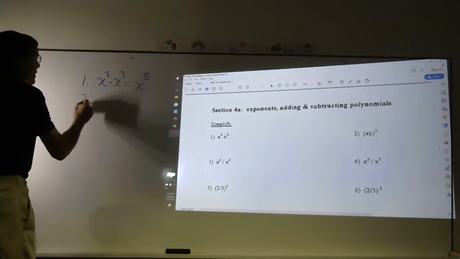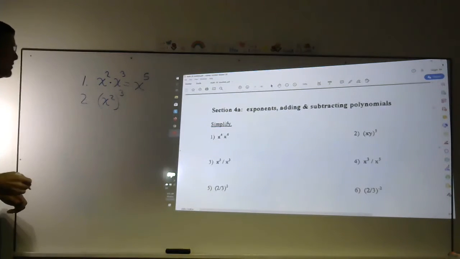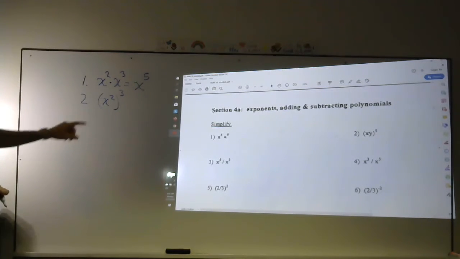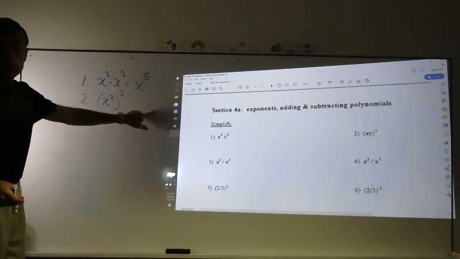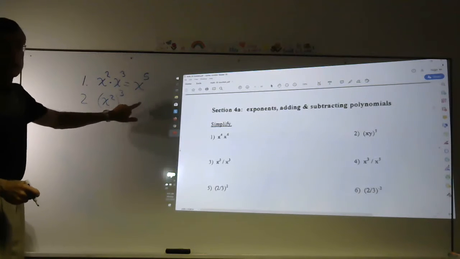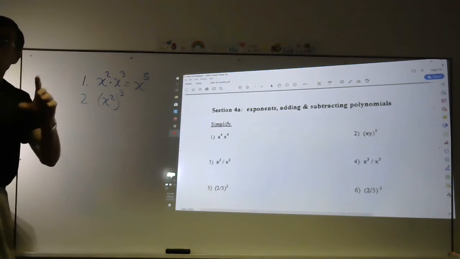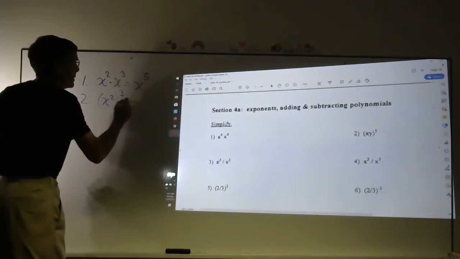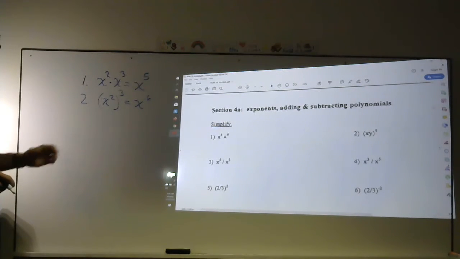Okay? Second one. How about if you have x squared, then raise that to the 3rd power. Now this means x squared times x squared times x squared. Isn't that what an exponent means? It tells you how many times to multiply. How many x's are you multiplying? 2 x's times 2 x's times 2 x's. That is x to the 6th. Okay? So a power raised to a power, you multiply the powers.